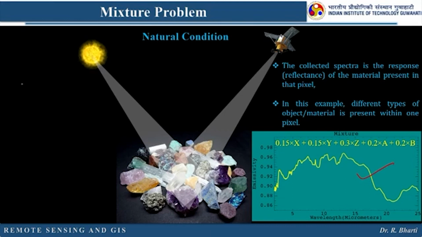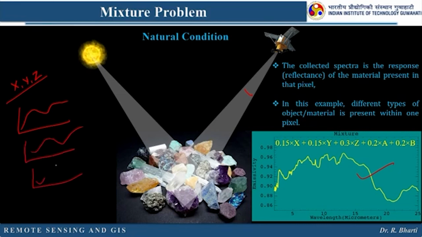So, assuming here you have X, Y and Z, three types of material within this field of view, and you have a spectral library where you know what is their spectral behavior in a given wavelength. Now, if you know that these three have actually been reported in this particular pixel, then if you mix them in different proportions, you may match with this particular captured spectra, right. So, this is what is happening in the natural condition.